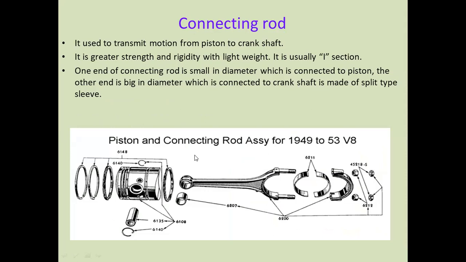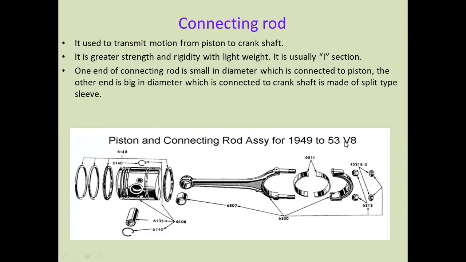Here we can see a schematic view of the connecting rod. Generally, the connecting rod is used to transmit motion from the piston to the crankshaft. It has great strength and rigidity with light weight, and usually has an I section. One end of the connecting rod has a small diameter and is connected to the piston. The other end has a big diameter, is connected to the crankshaft, and is made of a split-type sleeve.